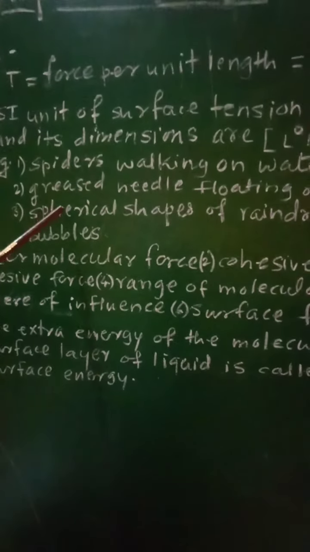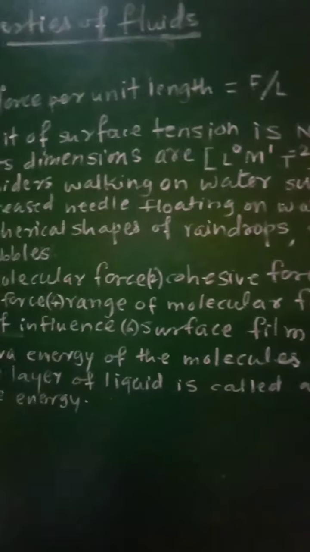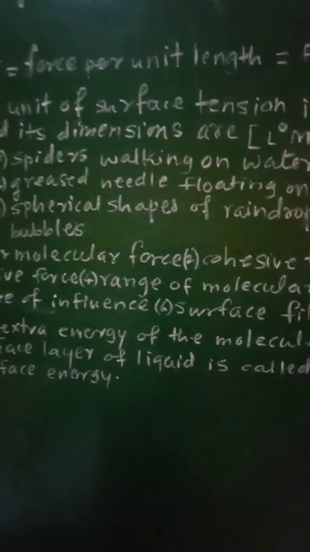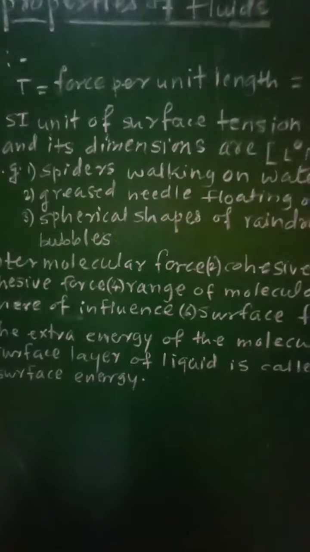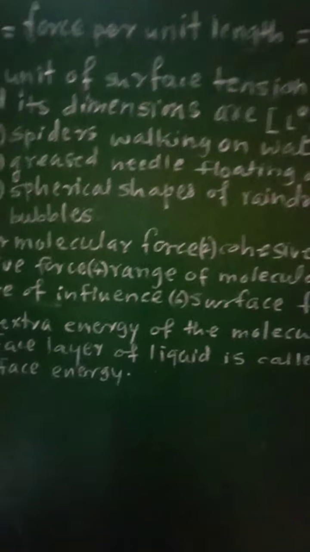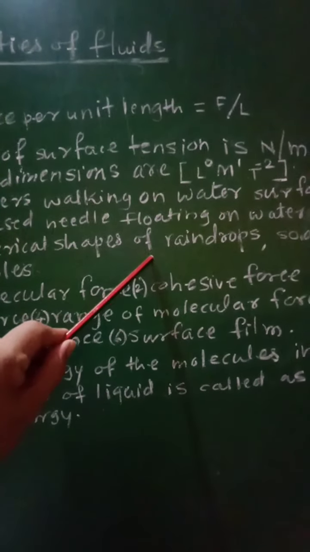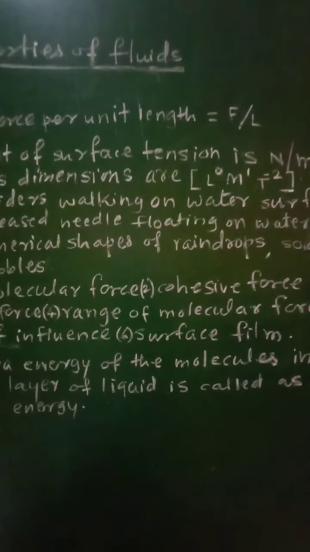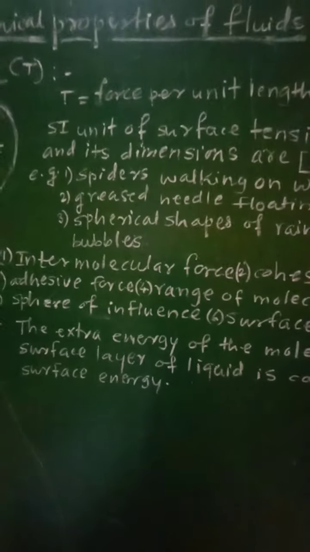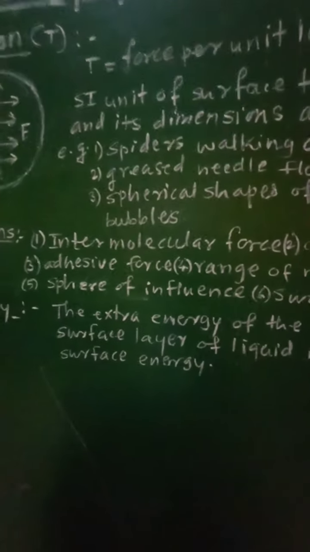The second example is a greased needle floating on the water surface. When a needle is greased and kept on the water surface, it will float on the water surface because of the surface tension of water. The third example is the spherical shapes of raindrops and soap bubbles. The raindrops are spherical in shape due to the surface tension of water. Similarly, the soap bubbles are also spherical in shape due to the surface tension of soap solution.